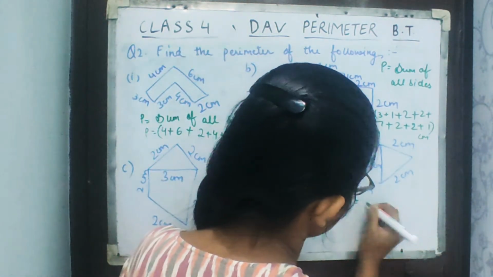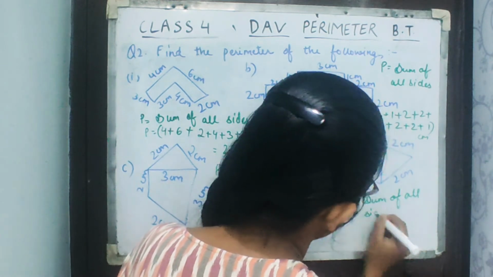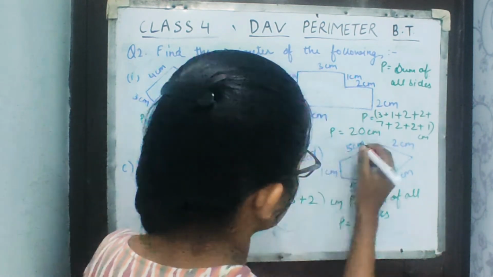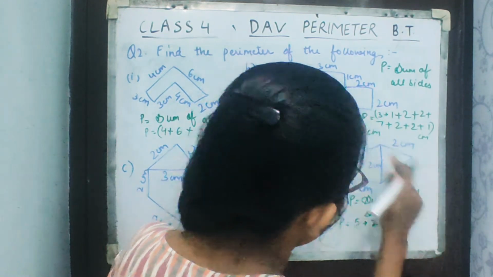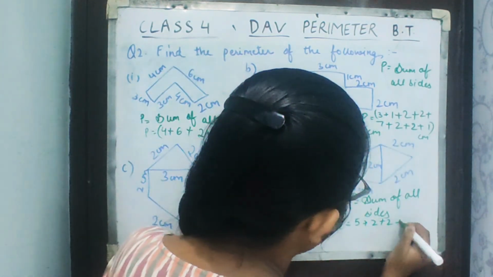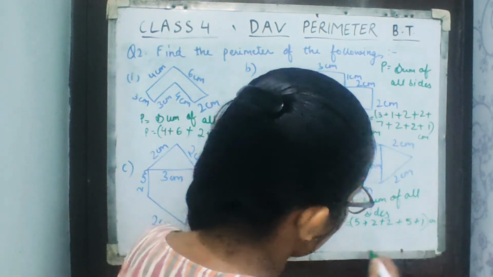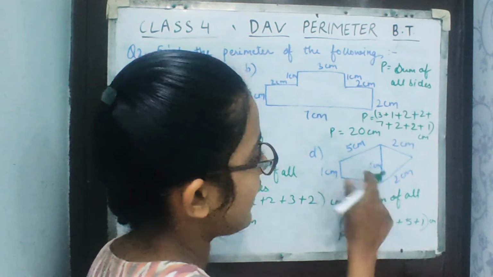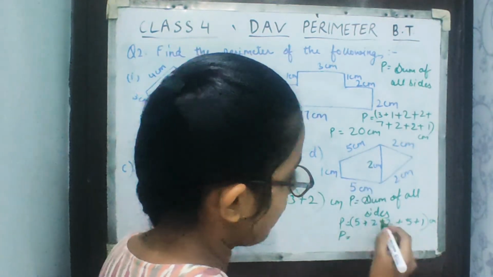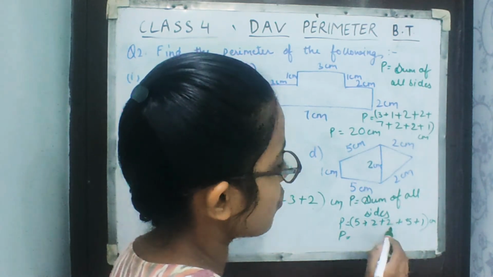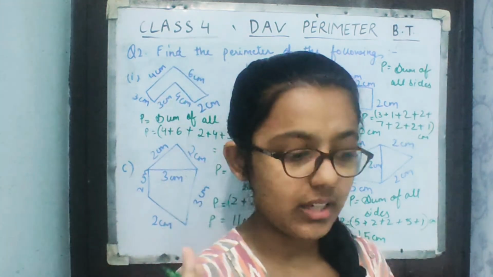So perimeter is equal to the sum of all sides. So perimeter is equal to 5 plus 2 plus 2, 5 plus 2 plus 2, then plus 5 plus 1. Okay. And centimeter. Here also I haven't added this 2 because it is the inner line. So 5 plus 5, 10, 10 plus 2, 12, 14 and 15. So our answer is 15 centimeter.